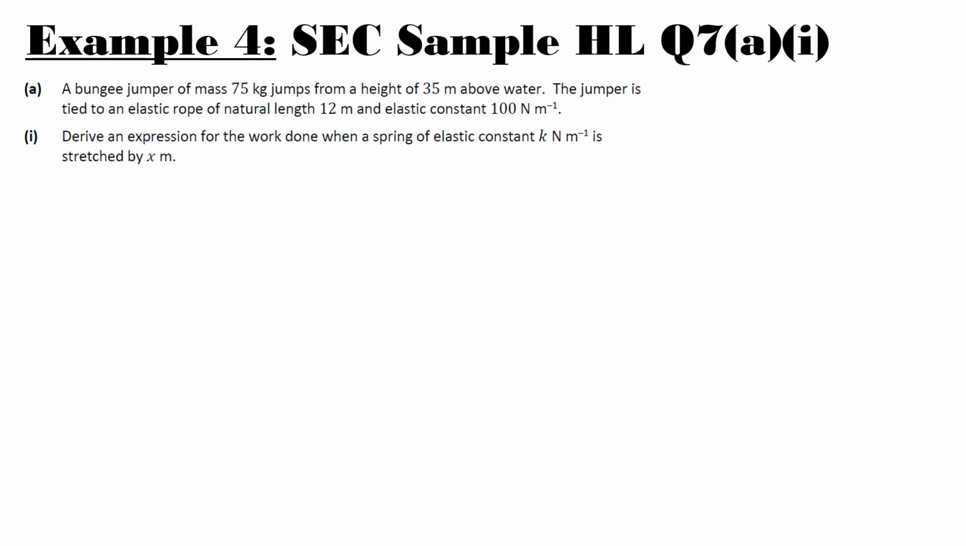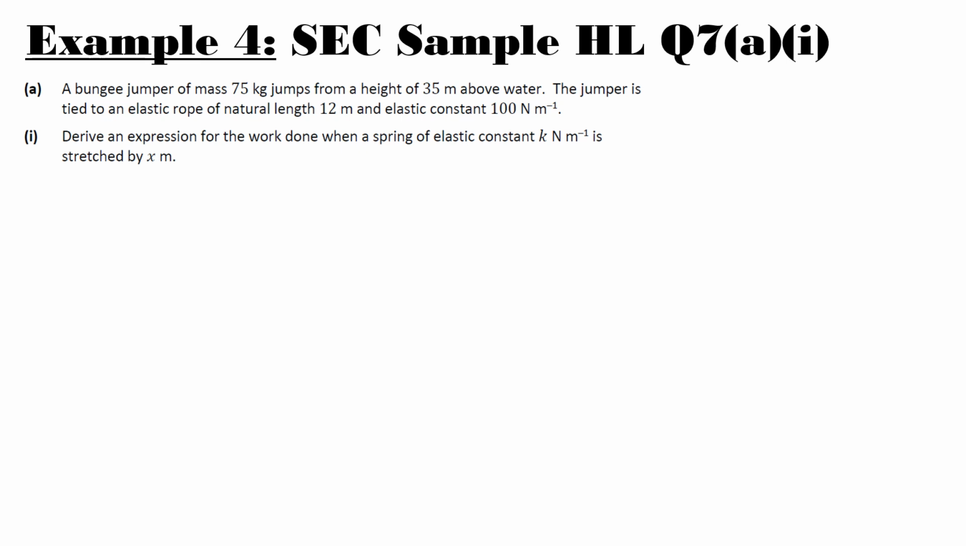So this is the SEC sample higher level paper, question 7. We're going to work with part A, i. From part A, they tell us a bungee jumper of mass 75 kg jumps from a height of 35 meters above water. The jumper is tied to an elastic rope of natural length 12 meters and an elastic constant of 100 newtons per meter. Derive an expression for the work done when a spring of elastic constant k newtons per meter is stretched by x meters. So here we have work done by a varying force.